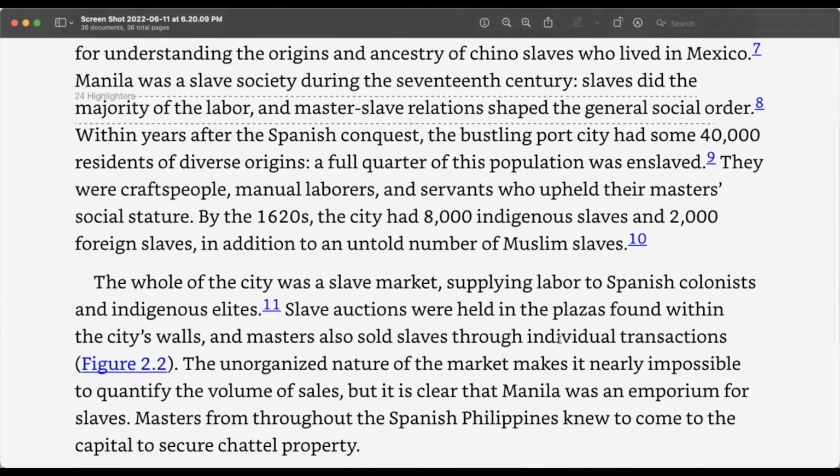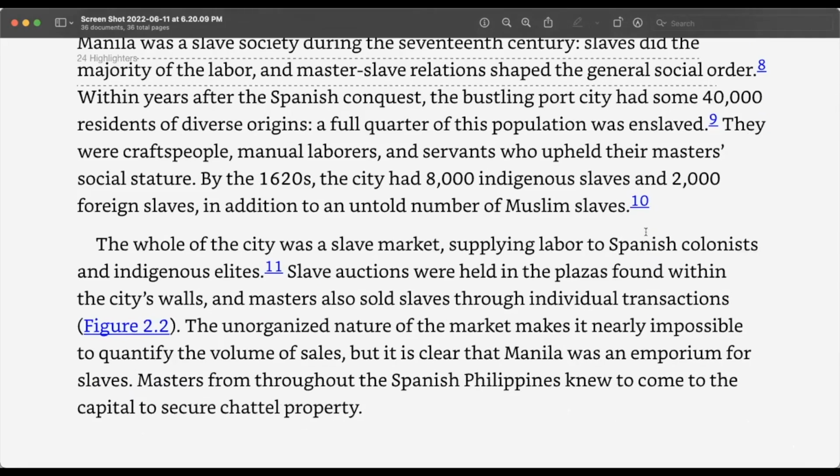The whole of the city was a slave market, supplying labor to Spanish colonists and indigenous elites. Even their own people were enslaving them. Slave auctions were held in the plazas found within the city's walls. All right, they never showed us none of this. They never told us. They always wanted us to think this was happening in West Africa, when it really wasn't that much. It was really happening over here and in Europe.